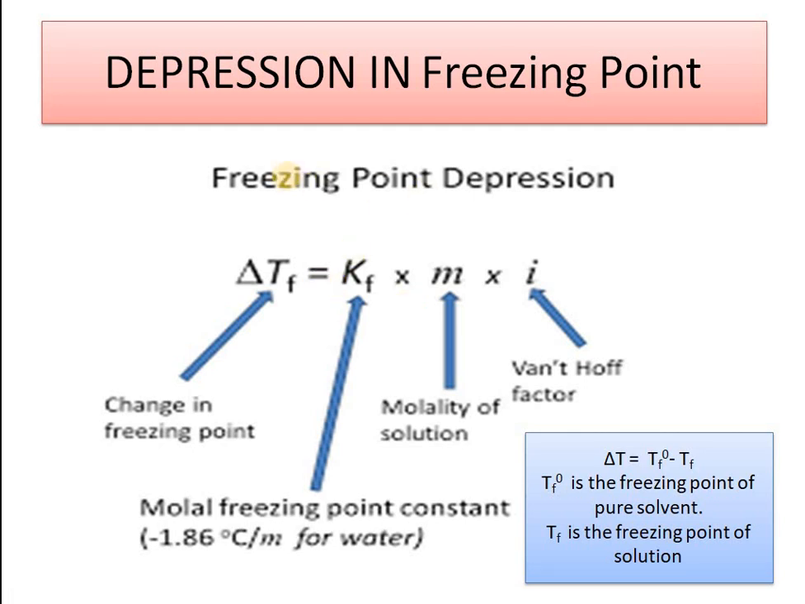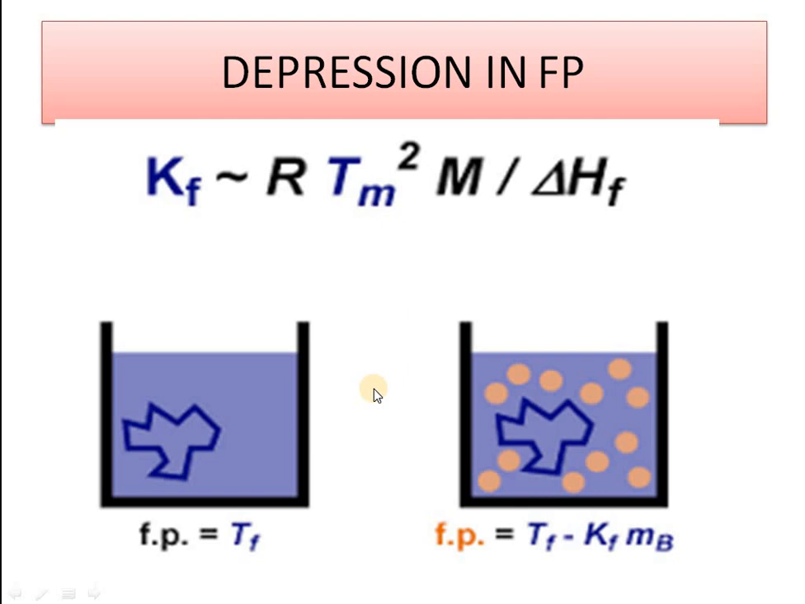And units also they can ask you, whether it is in Celsius or Kelvin. Kelvin divided by m, m means molality. This is the unit for that. Celsius per unit m, or we can write moles per kg instead of m. Okay, so similarly Kf depends on the second power of the temperature. Okay, fine.